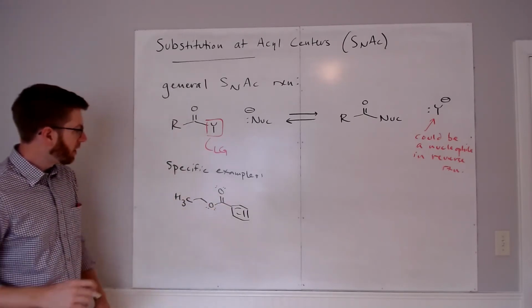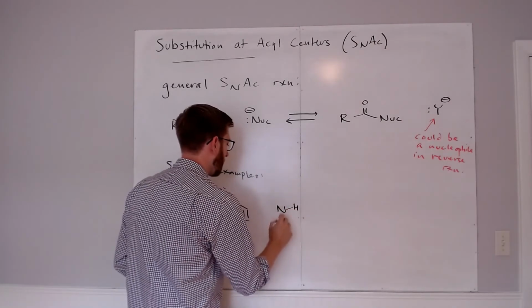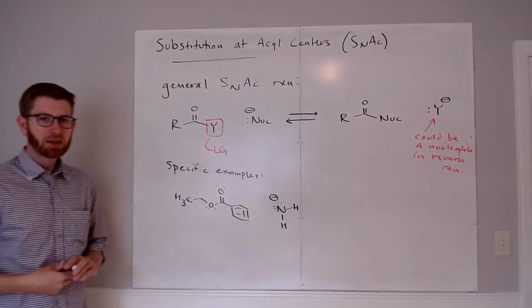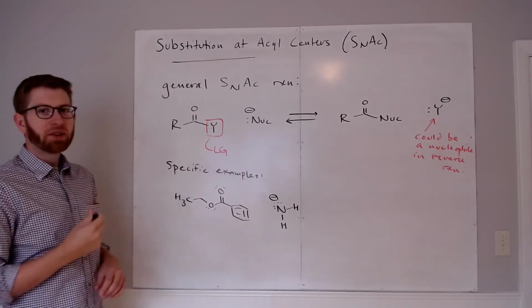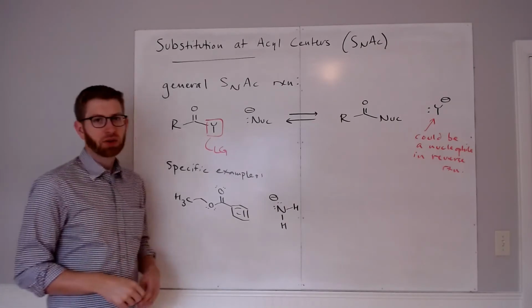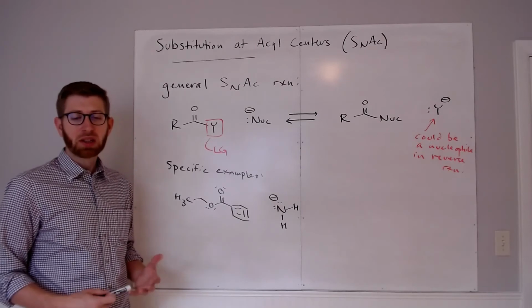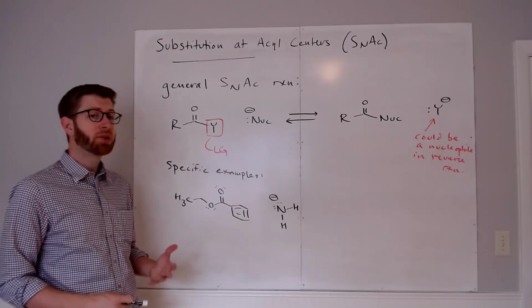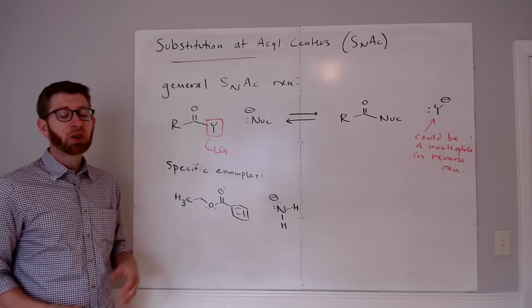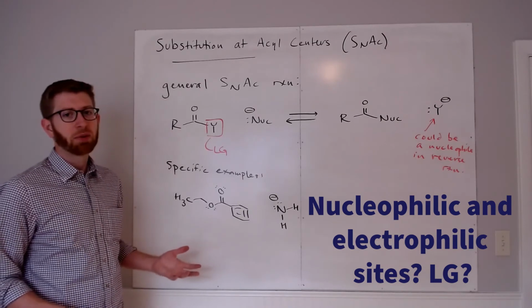Something like that. And how about we use NH2-. What I'd like for you to do is actually assign roles to the reactant structure. So that means you need to find the nucleophilic site, the individual atom that you think is most likely to be able to donate electrons into a new bond. You need to find the electrophilic site for the SNAc reaction, and then finally you need to identify the leaving group. So pause your video and find those 3 roles now.